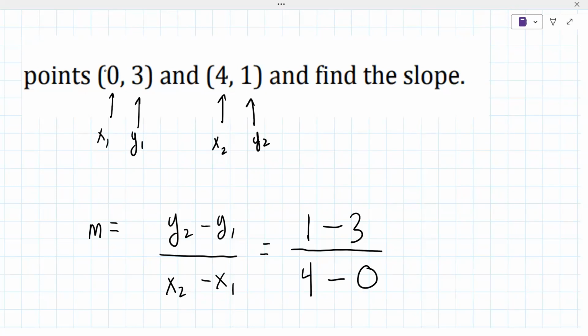-2/4. Okay, does that reduce? Yeah. Would that be just -1/2? Yes, and it is expected that you can reduce this. Any questions on that or thoughts? Oh, sorry, no. Okay. Let's see if I can give you one to try here.